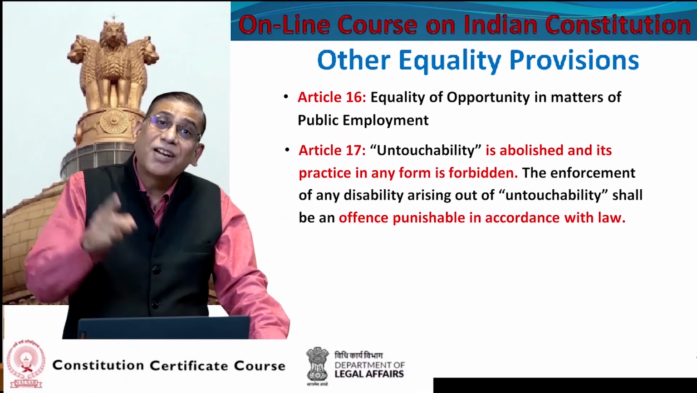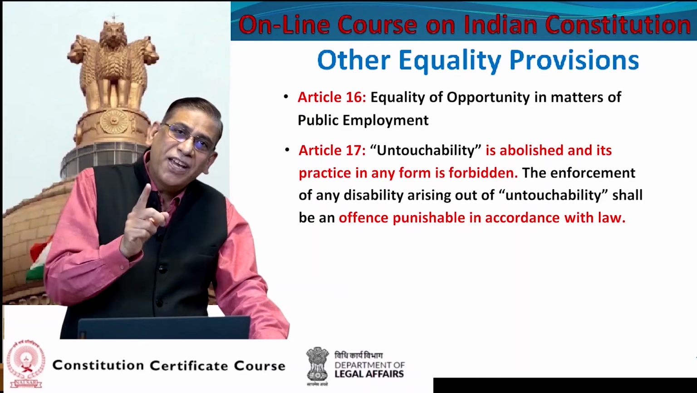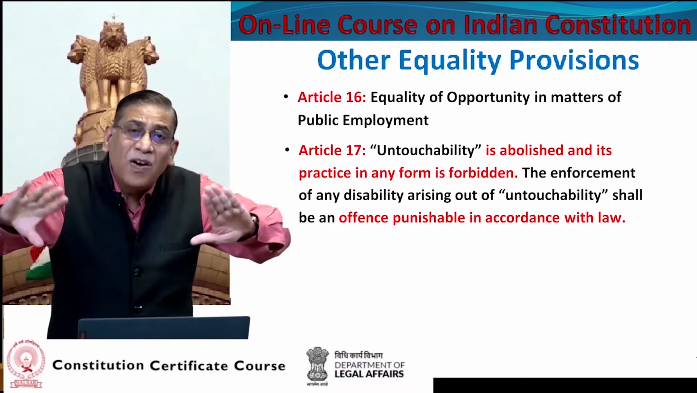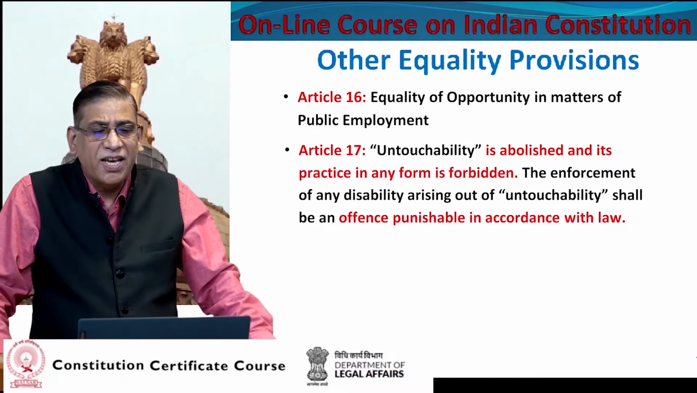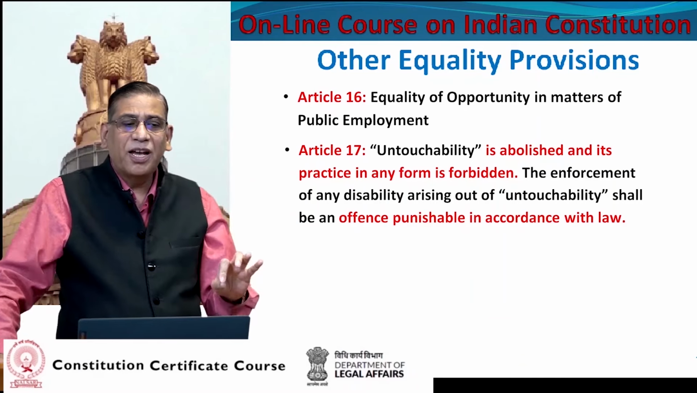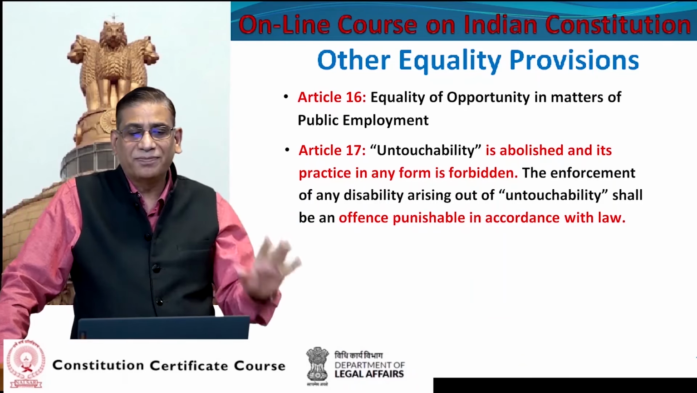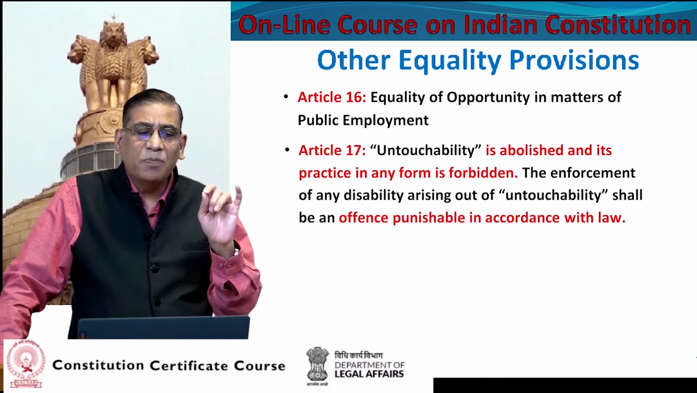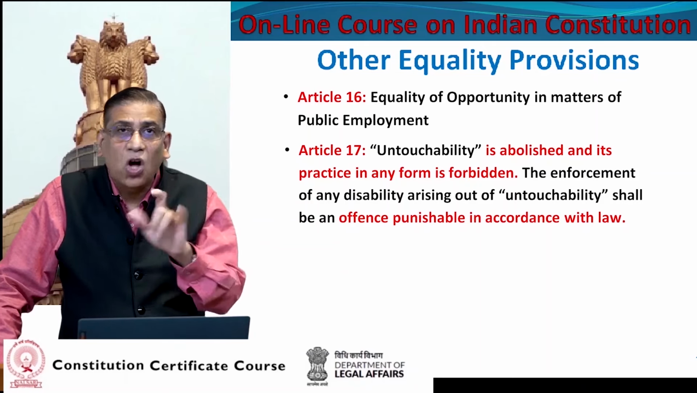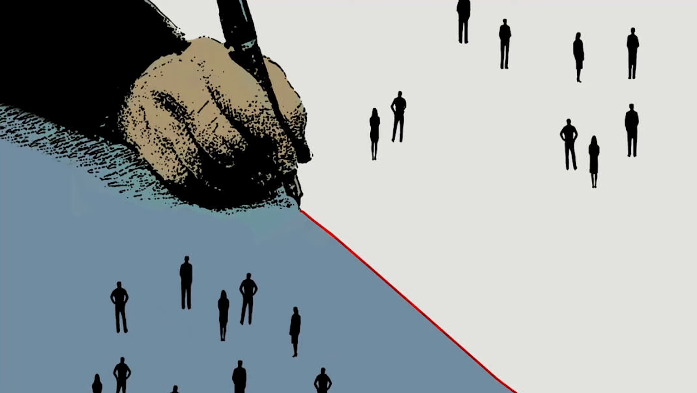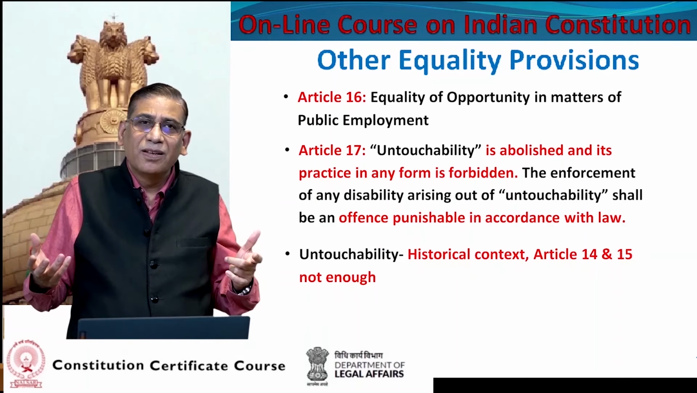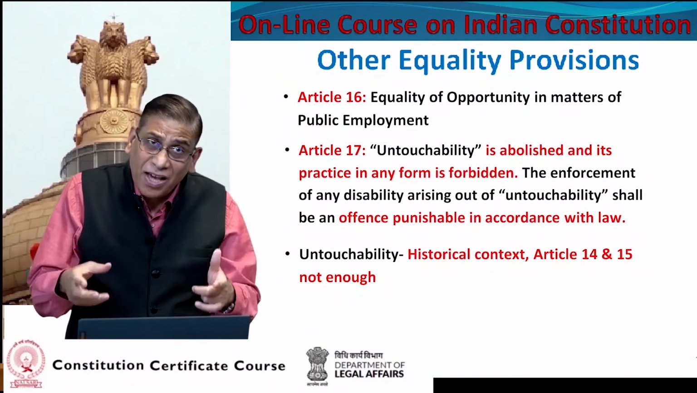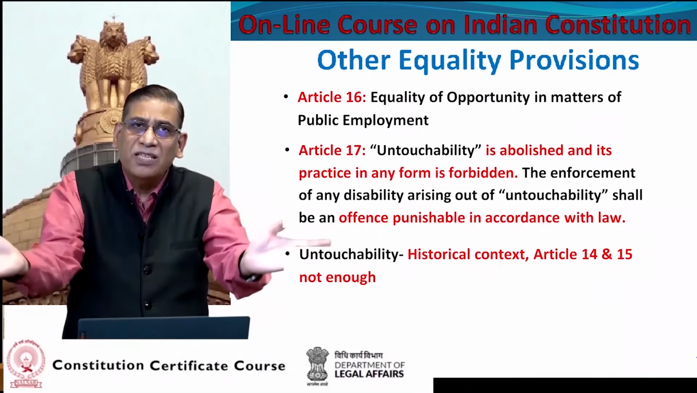And it also shows Article 14, which talks of equality, or 15, which prohibits discrimination on certain grounds, may not be enough to remove untouchability. And therefore, Article 17 says untouchability is abolished and its practice in any form is forbidden. The enforcement of any disability arising out of untouchability shall be an offense punishable in accordance with law. Historically, certain sections of people have been discriminated, and therefore you needed a special article for it. Similarly, in Article 25, the doors of temples have been opened for everyone.